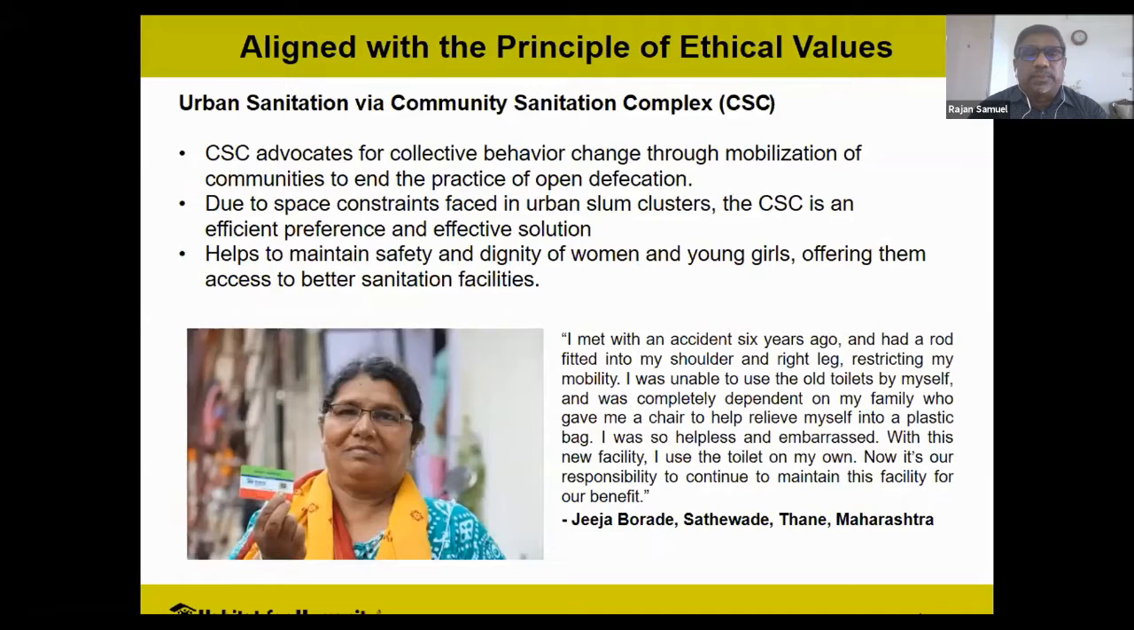So I think the second principle is the principle of ethical values. Number one is that we advocate for collective behavioral change. Like I said, it has to be demand driven, and they want to declare Mumbai an open defecation free city, a smart city, and everybody has a role to play. Due to the space constraint, there's always a challenge. You cannot have individual household toilets. So the groups are involved. They go around. They sit with the community members, with the community leaders, with the mayor, with the councillor, with the commissioner of Thane Municipal Corporation.